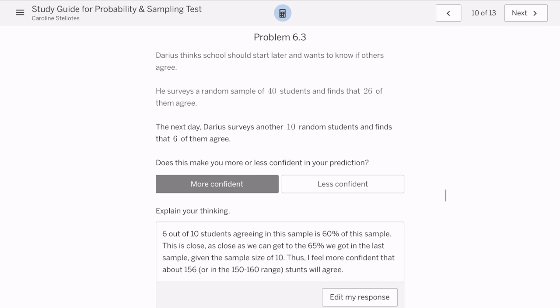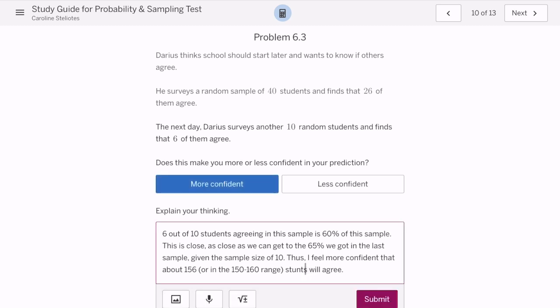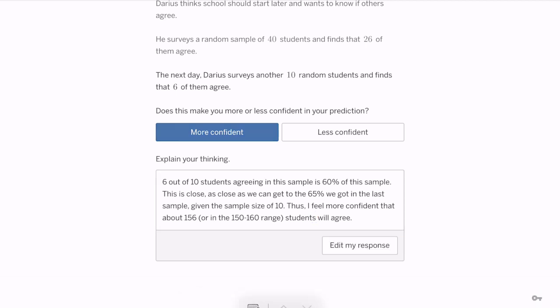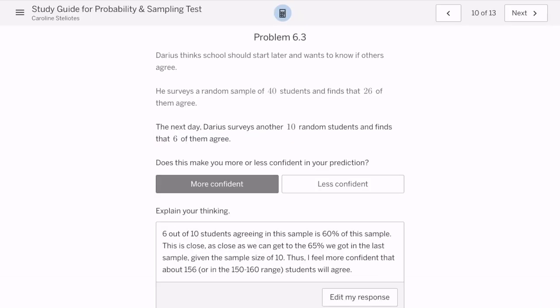Okay, so we can say something like this. 6 out of 10 students agreeing this sample is 60% of the sample. This is as close as we can get to the 65% that we got in the last sample, given the sample size of 10. Thus, I feel more confident that about 156, or in the 150 to 160 range, because these are just estimates, of students will agree. But if we got 2 out of 10 agreeing and we had 20%, that'd be very different than 65%, and then we should feel less confident. But if it's about a similar percentage or probability, we should feel more confident.